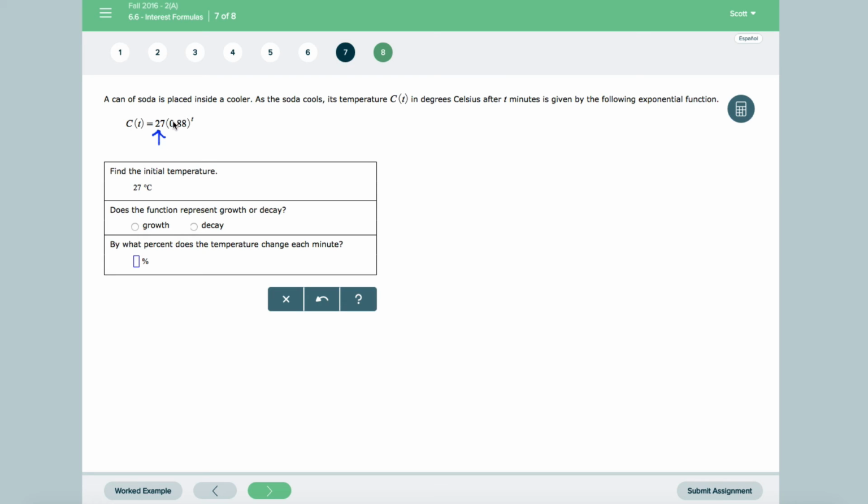Is it growing or decaying? Well, right here, we see it's less than 1. If it's less than 1, it's decaying. By what percent is it decaying? Remember, we take 1.0 minus that number. In this case, that number is smaller than 1.0, so we always want the bigger number on top, and we subtract them.